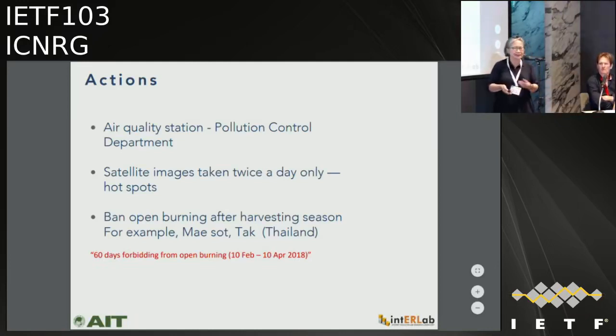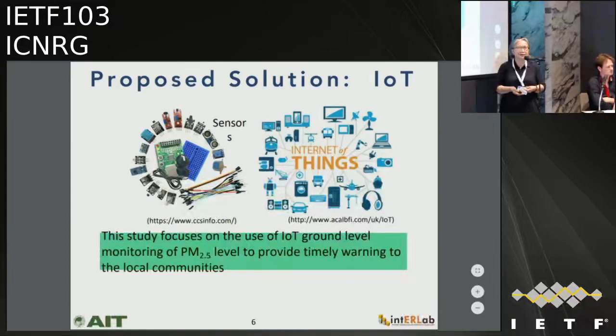Another thing the government does is use satellite images to detect the burning in these areas, and they also issue a ban period where any burning is illegal during a 2 month period. So we propose to use sensors to do ground level monitoring of PM 2.5, which is the thing that damages your lungs, creating a lot of health problems.